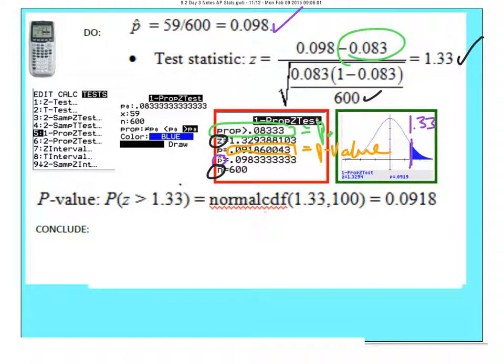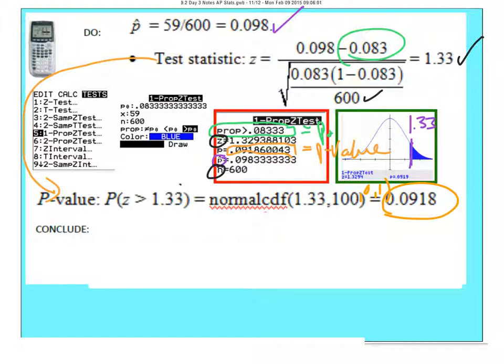Now, let's say I was doing this by hand and I had my test statistic. I know I'm looking for the area above, so all I'd have to do with this test statistic is easily compute the p-value using normal CDF. I would enter 1.33, and they chose all the way up to 100. You could put 999. Now, they did not technically put the 0 and the 1 here because that's the standard, but you could. Based on that, your p-value is 0.0918. So it's a 9.18%.